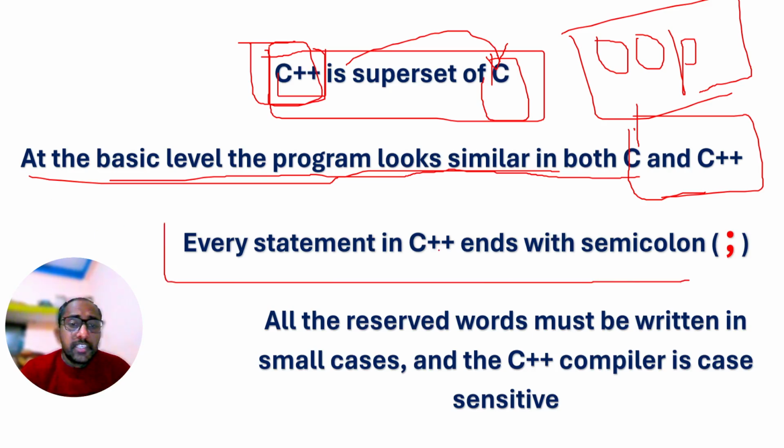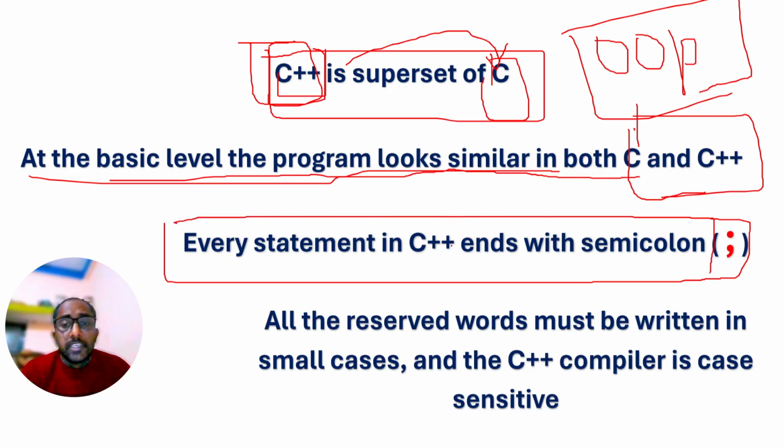Every statement in C++ ends with a semicolon. The semicolon is a very important operator in every statement. If you are going to write code, lines of code, millions of lines, every statement will be ended by using the semicolon. This is the sign of the semicolon, and every statement will end with it.